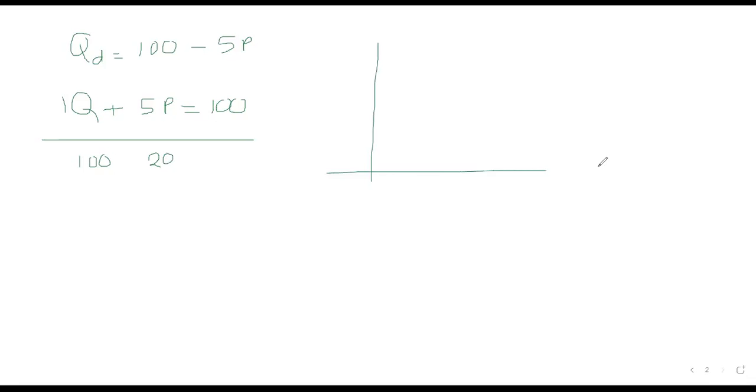So if you're going to draw this, the p-axis is here and the q-axis is there. So on the p, we're going to cut at 20. Put your 20 there. On your q, we're going to cut at 100. So this is 100 there. So this makes our demand function QD equal to what? 100 minus 5p. So this is our demand function.